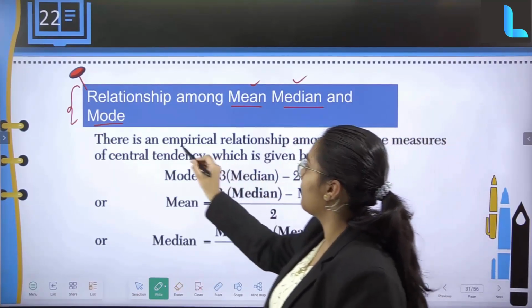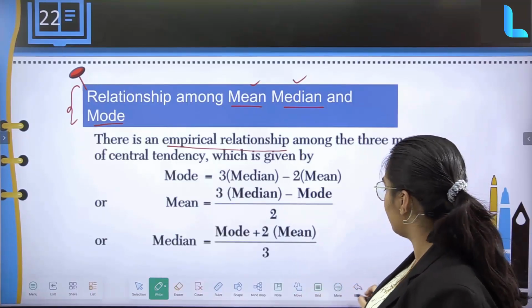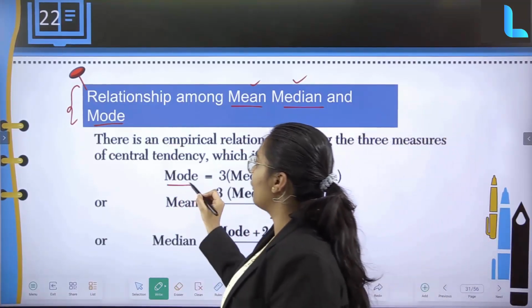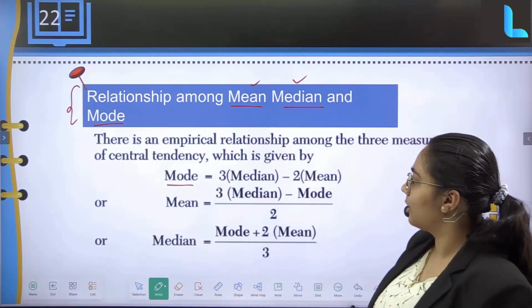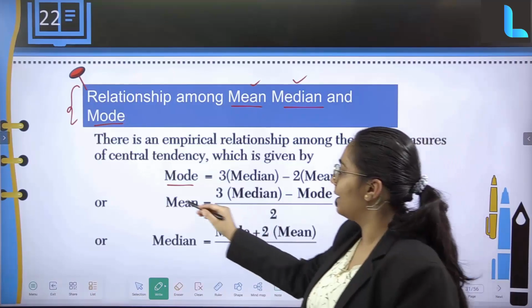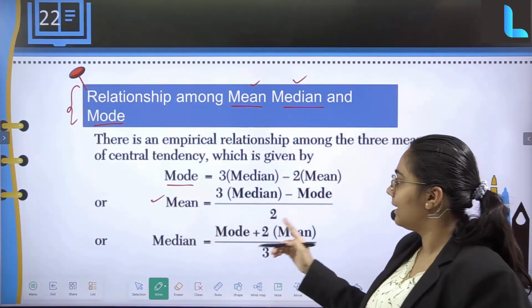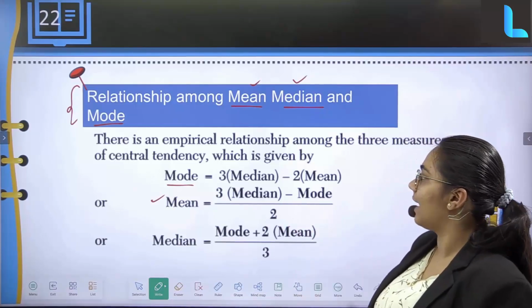There is an empirical relationship among the three measures of central tendency. If you have to find out mode, the formula is 3 times median minus 2 times mean. And if you have to find out mean, the formula is 3 times median minus mode, divided by 2.